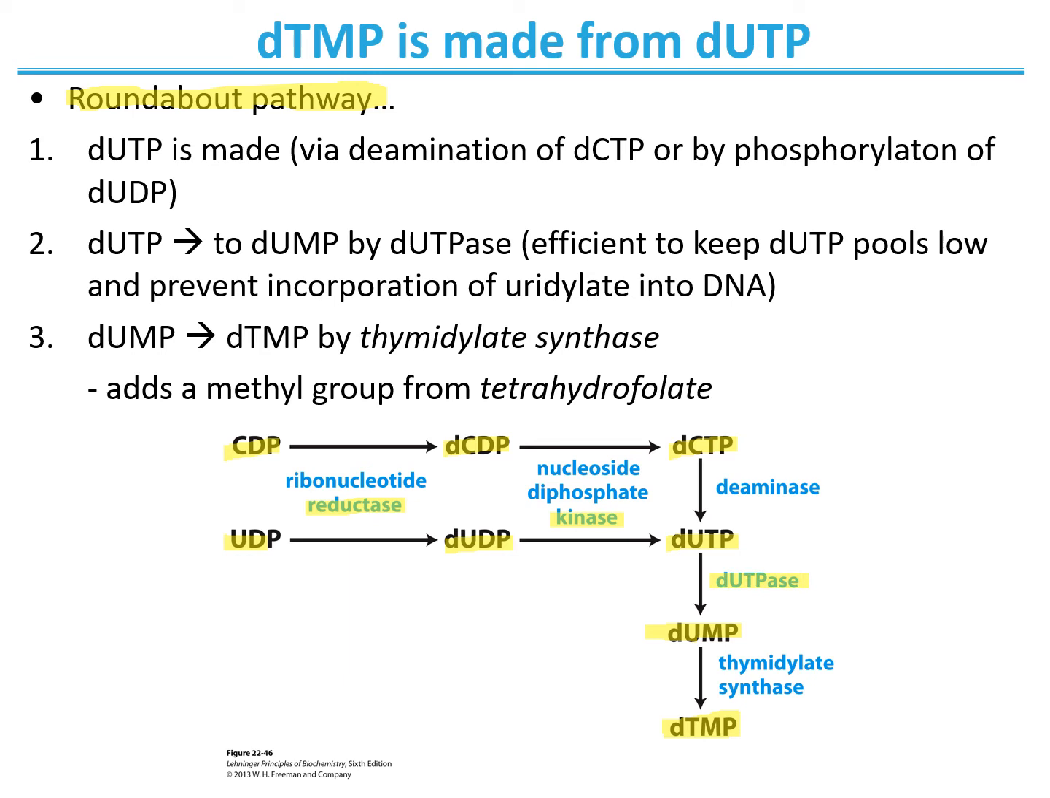So the deoxyuridine triphosphate is converted into the monophosphate form, and eventually the final reaction of the pathway, which is catalyzed by thymidylate synthase, an important enzyme to remember, converts the dUMP into the dTMP form, or thymidine monophosphate. So this is the pathway of synthesizing the dTMP molecule.